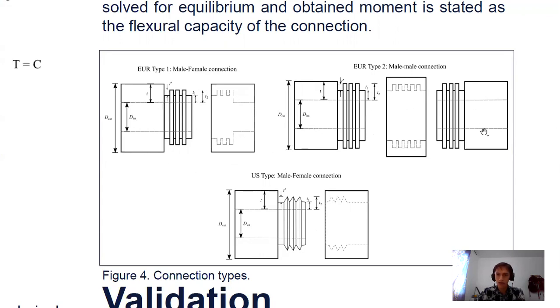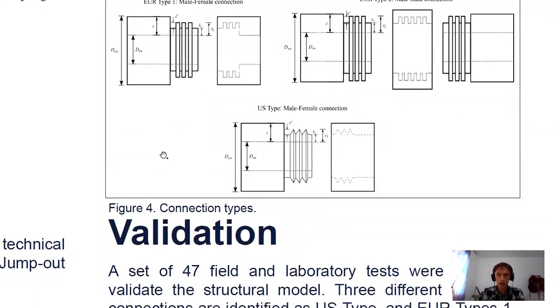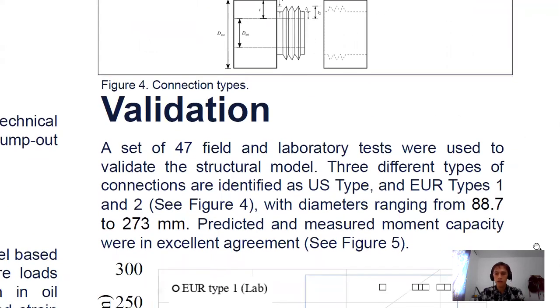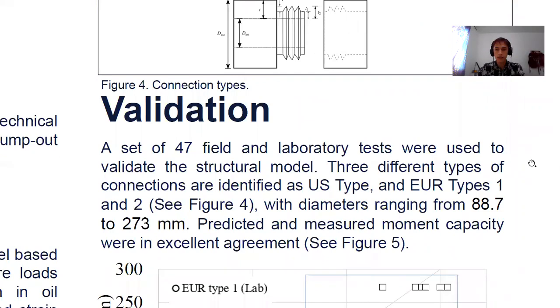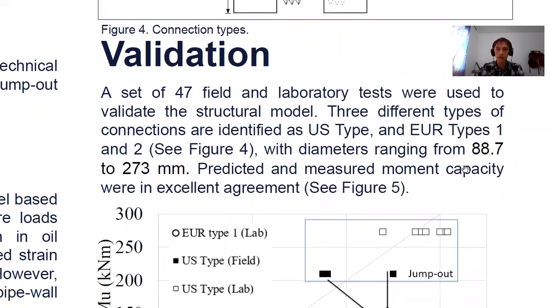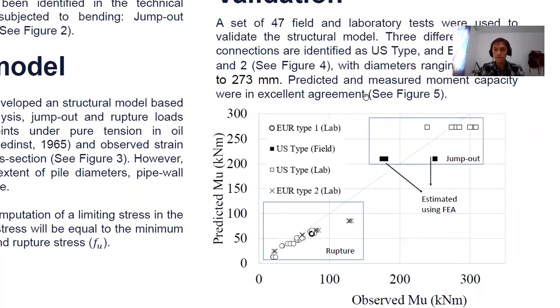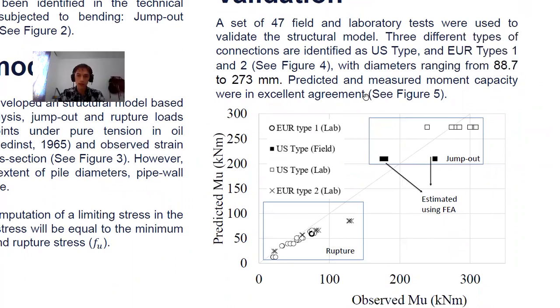And we also have a male-to-male connection with an external box holding both of them together. And in the case of the US type, we have a male-to-female connection, but the threads are V-shaped or triangular. And then we got 47 tests, including some field testing, with diameters ranging from 88 millimeters to 273 millimeters. That's more or less the commercial range of pipe diameters that we can apply. And the results are as follows.